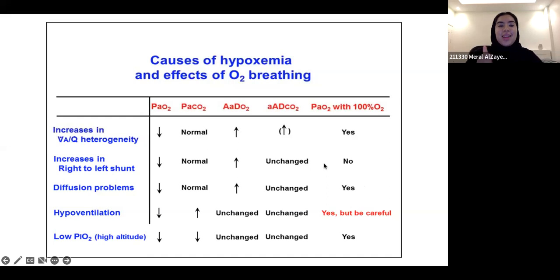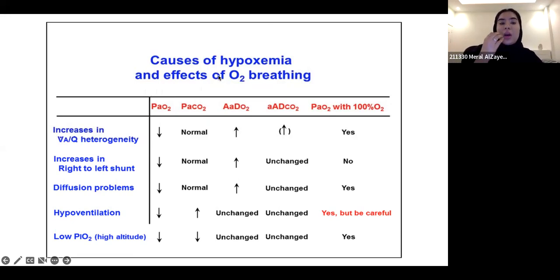Perfect. Exactly, guys. I'm proud of you. We differentiate between them by the carbon monoxide diffusing capacity. Okay. But before that, if it's low, exactly.